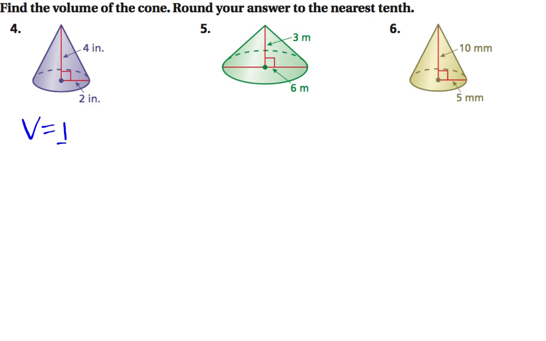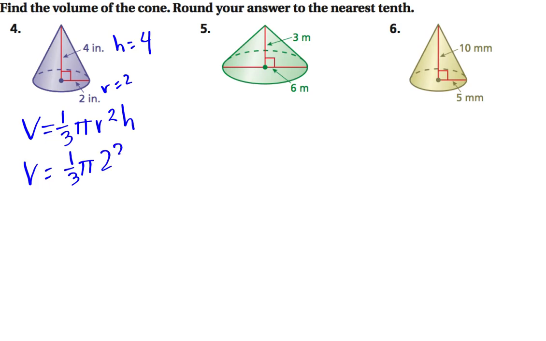Volume is 1/3 pi r squared h. In this case, r equals 2 and h equals 4. So the volume is 1/3 pi times 2 squared times 4. And that calculates out to be 1/3 pi 2 squared times 4. That gives us a volume of 16.75.